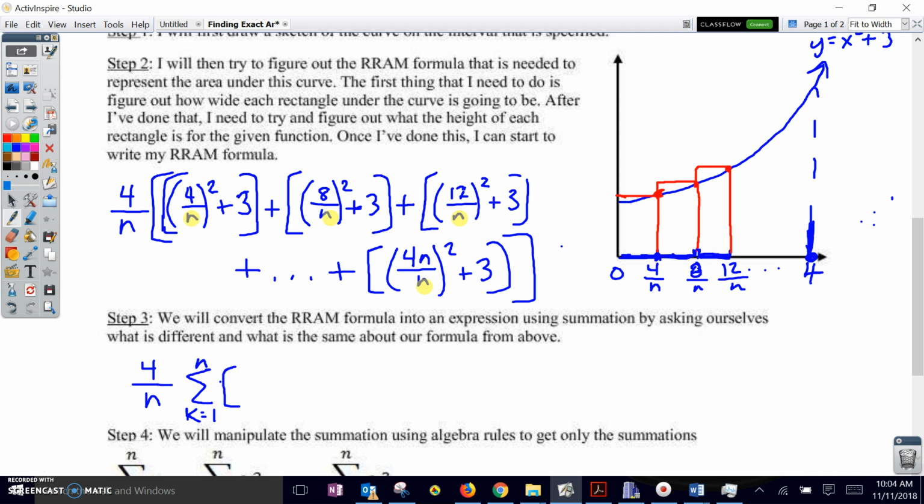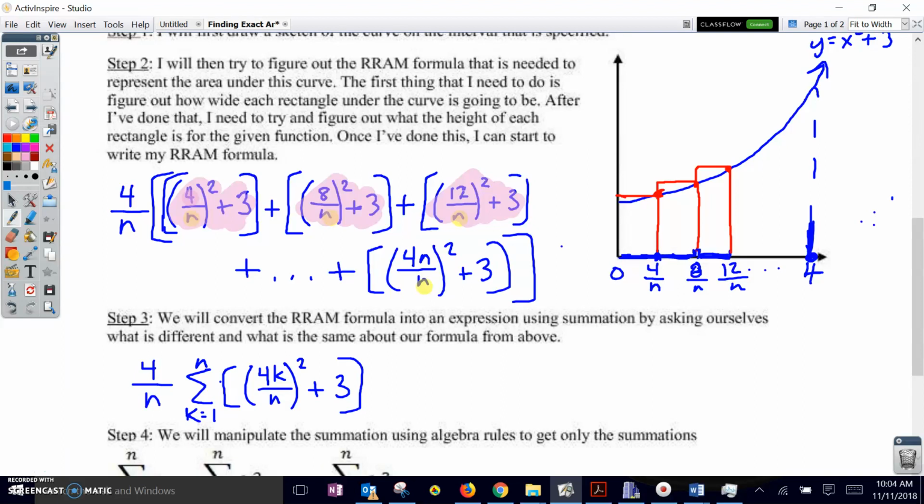And we have to ask ourselves what that expression is. Well, when k is 1, it's going to represent this first expression. When k is 2, it's going to represent this expression. When k is 3, it's going to represent this expression. And hopefully you can see that this means that all we're doing is taking 4 times the k value over n and squaring it and adding 3 to that. Okay, so far so good.